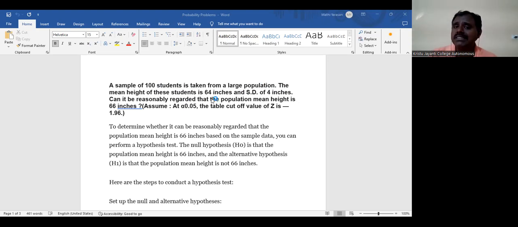Then the mean height of these 100 students they gave as 64 inches, and the standard deviation as 4 inches. Now the question they are asking: can it be reasonably regarded that the population mean height is 66 inches? That means the overall population, whether it is 1,000 or 10,000, we don't know. So can we take it that the overall population mean height will be 66 inches? It is only one assumption. You have to tell whether it is 66 inches or not. That conclusion I have to give. That is the reason we are going for testing of hypothesis.